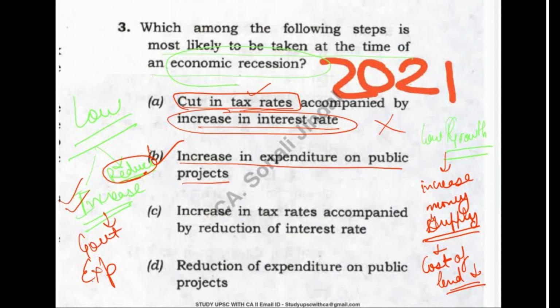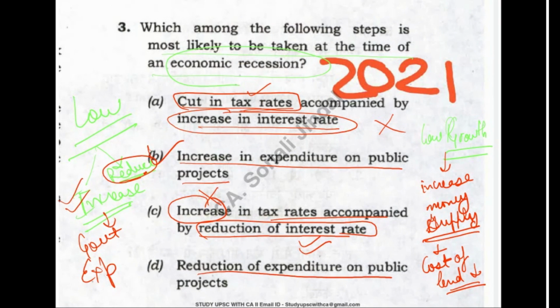Yes, we need to increase the government expenditure. Let's read the third statement. Increase in tax rate accompanied by reduction of interest rate. We need to reduce the tax rate, reduction in interest rate. This is right. Reduction in the expenditure on the public project. No, we need to increase the expenditure. These are also opposite of each other. But here, A and C are also opposite of each other. So we have to read all four statements.